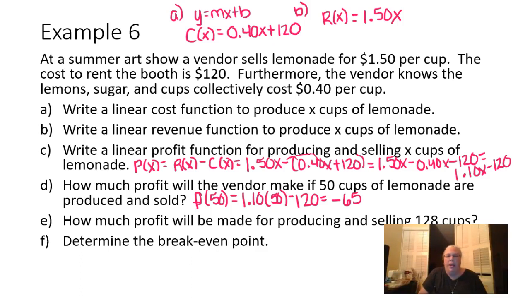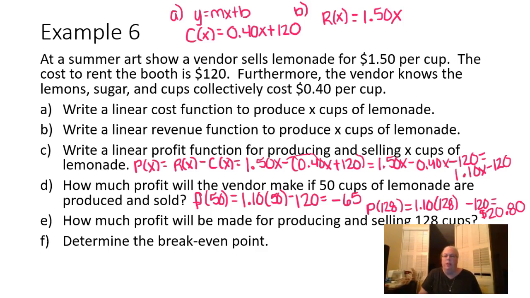All right, E is asking how much profit will be made for producing and selling 128 cups. So now we're looking for P of 128. This is going to be 1.10 times 128 minus 120, and when I put this in my calculator, this gives me 20.8, but we don't want to leave it this way because we're talking dollars and cents. So be sure you put that 0 on there for $20.80.